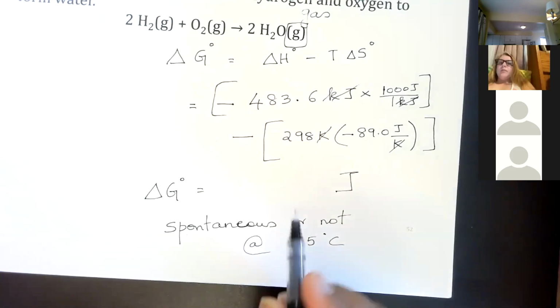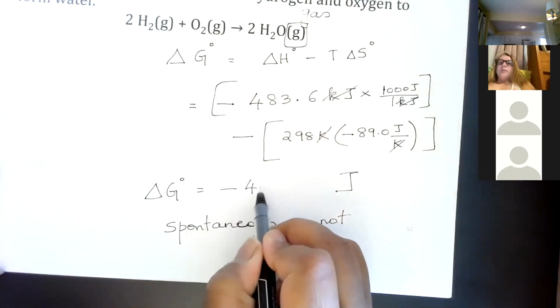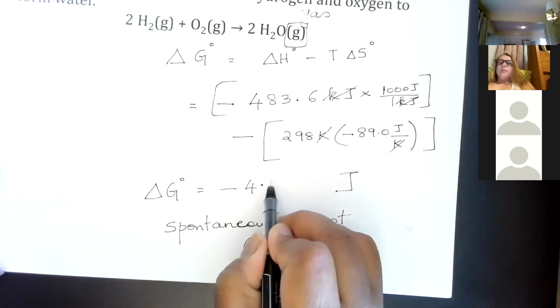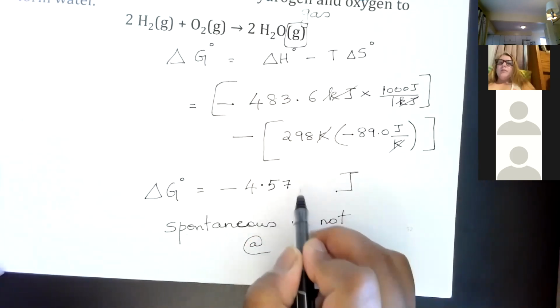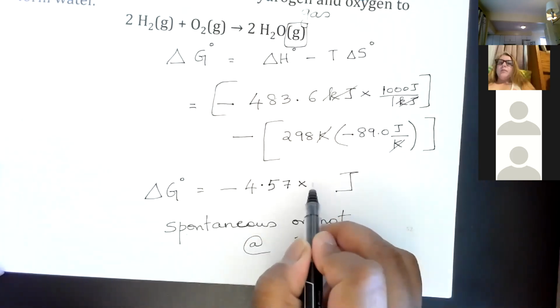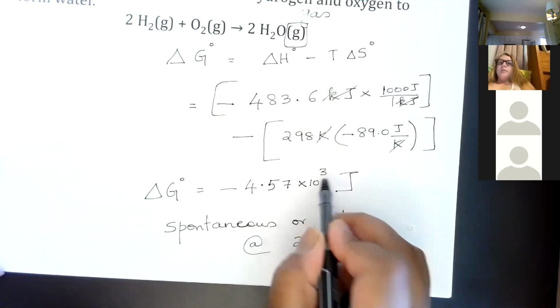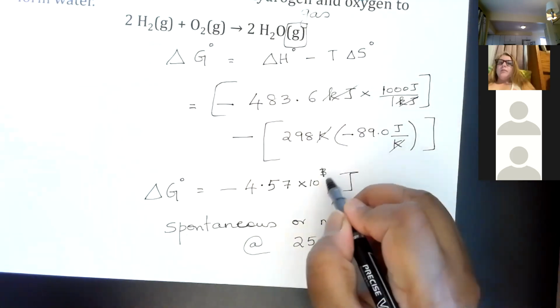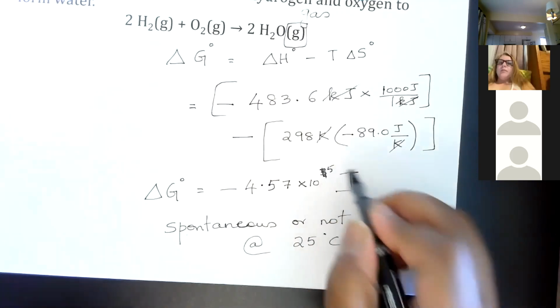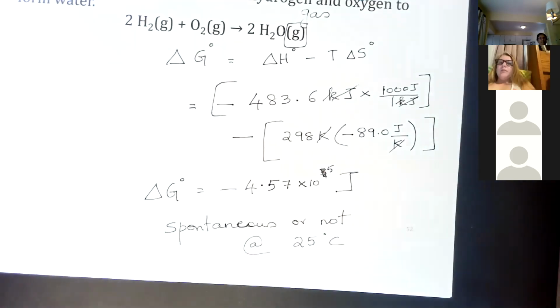I got negative 457,078. Okay, 3 sig figs is good. Is it 10 to the power 3 then? Yes, ma'am. 1, 2, oh, 3. No, I think it'd be 5. Oh, yeah, that's right. Yeah, you're right. All right, that is the correct answer.